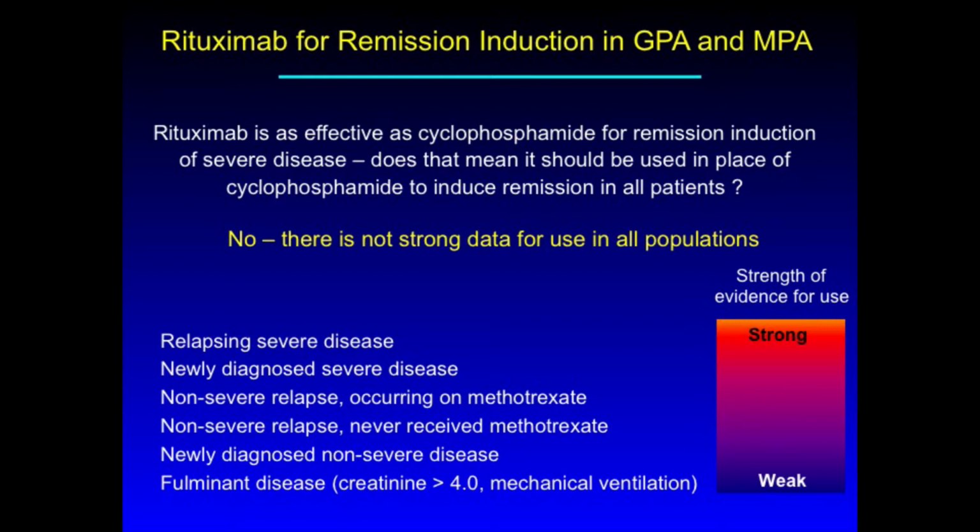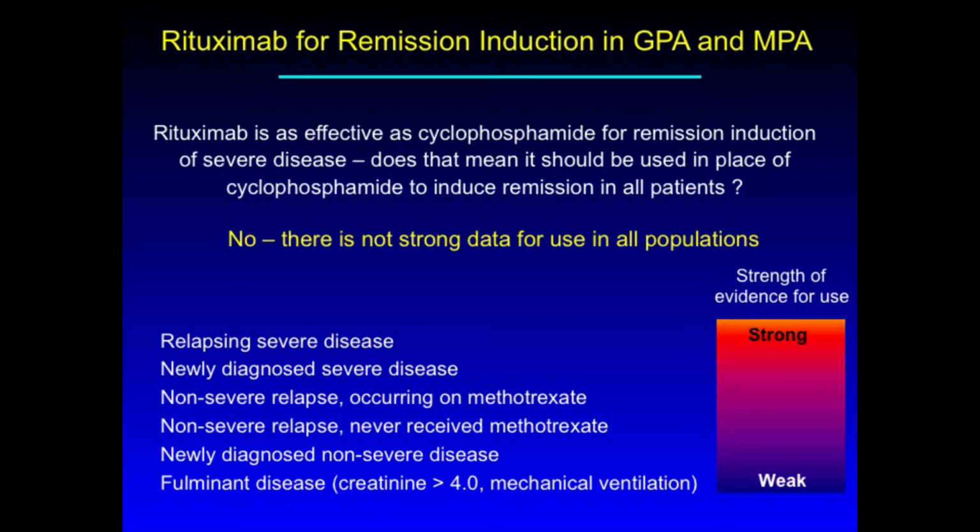And this was also designed as a superiority trial, where they were trying to determine whether rituximab was in fact better than cyclophosphamide. Although the rates of remission were similar between the drugs, again demonstrating similar rates of effectiveness, it did not meet its primary endpoint in demonstrating that this was more effective.